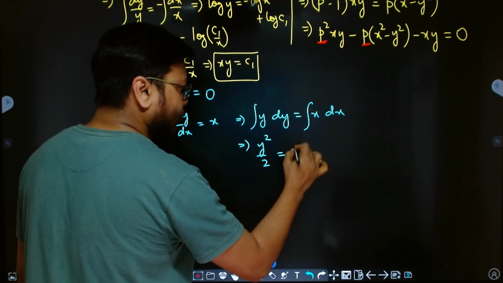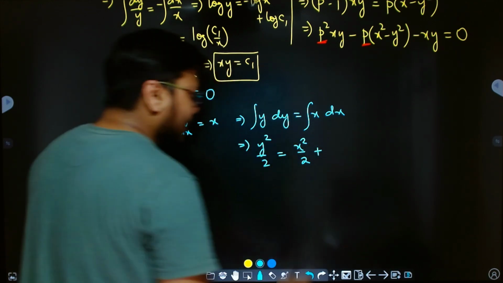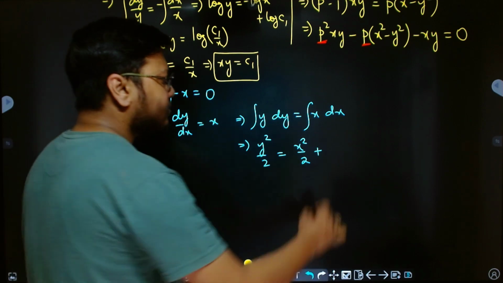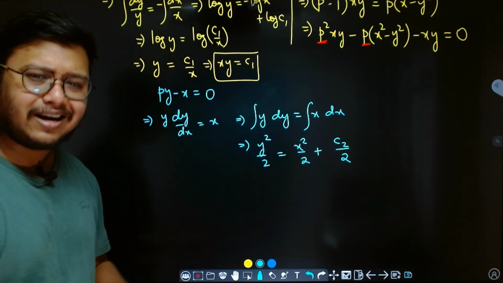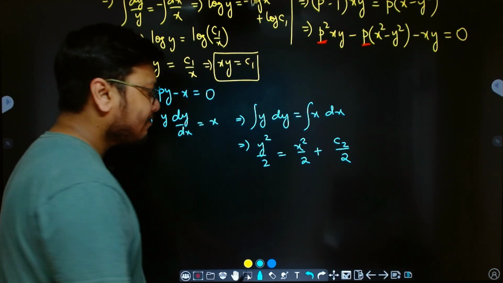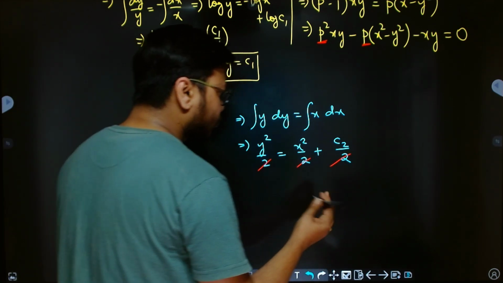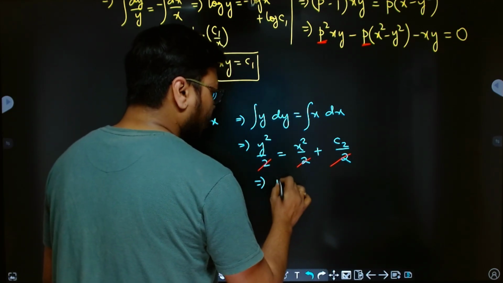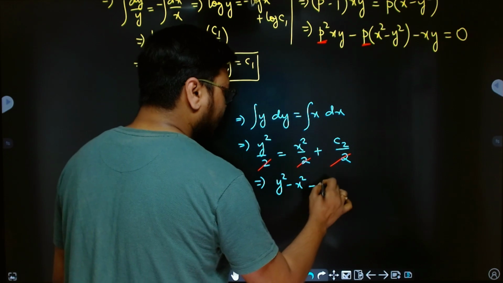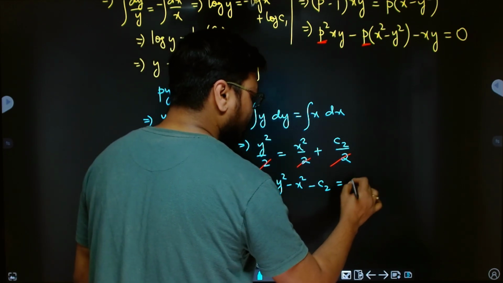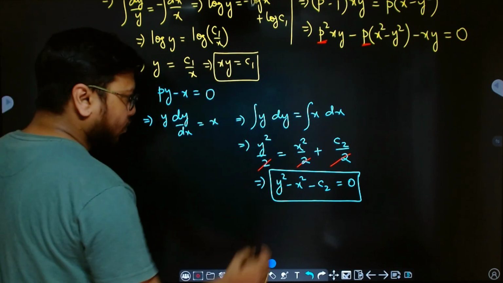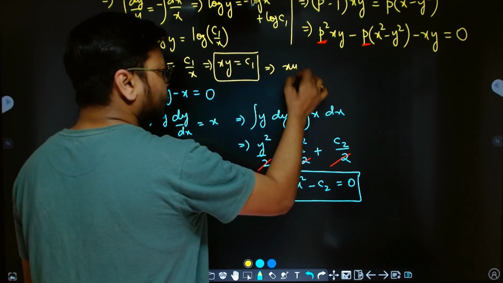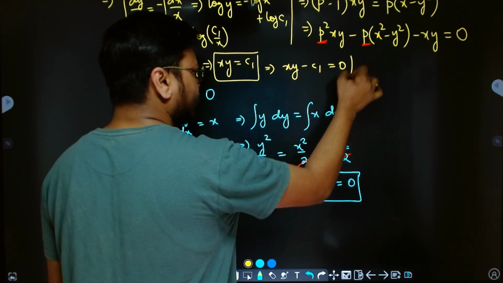y square upon 2 equals x square upon 2. I can write the constant as c2 upon 2 so that I can easily get rid of the 2's. It's just a way of simplifying things. So I can get rid of the 2's, and I'm left with y square minus x square minus c2 equals 0. Here also I would prefer to bring the constant on one side. So xy minus c1 equals 0.